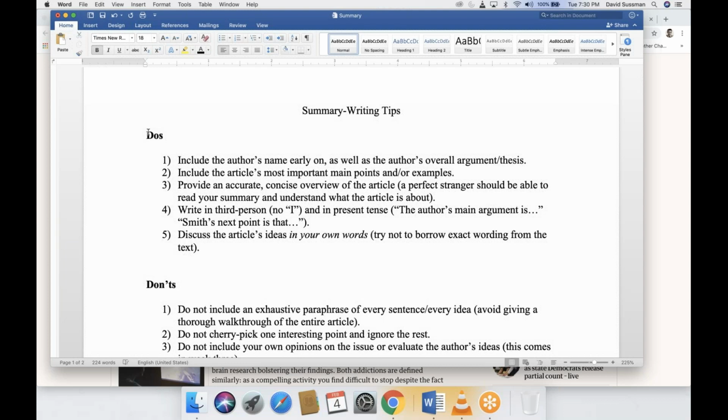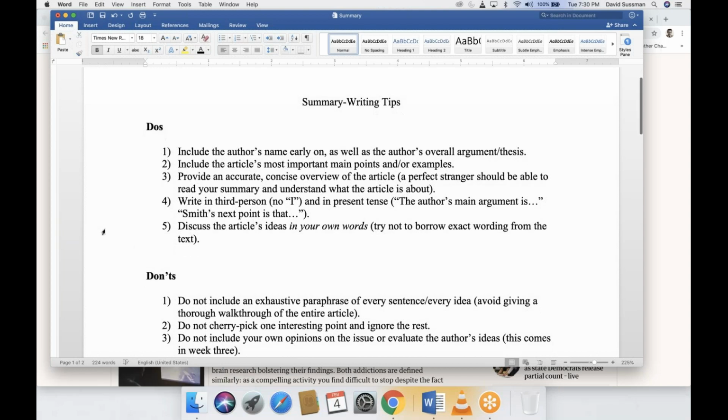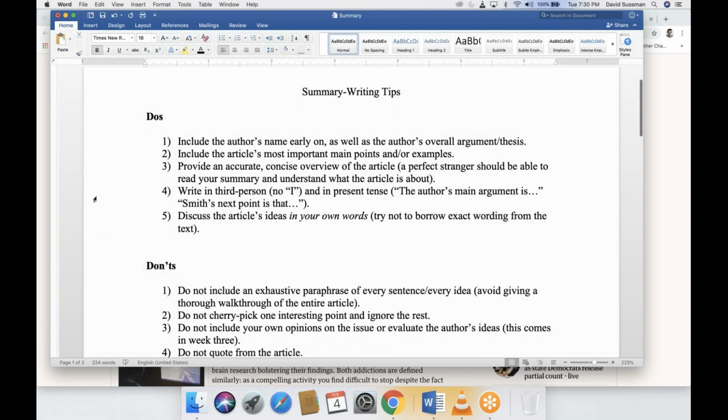Okay, so here's some things you should do in the summary. Include the author's name early on, as well as the author's overall arguments or thesis. Okay. Include the article's most important main points or examples. Again, that's what a summary is. Who wrote it? What is it about overall? And what are the article's most important points? Do provide an accurate, concise overview of the article. I like to say that a perfect stranger should be able to read your summary and understand what the article is about. Okay, because again, summarizing is a skill.